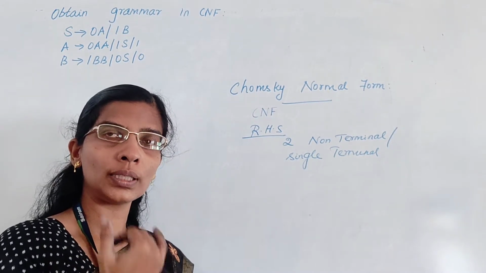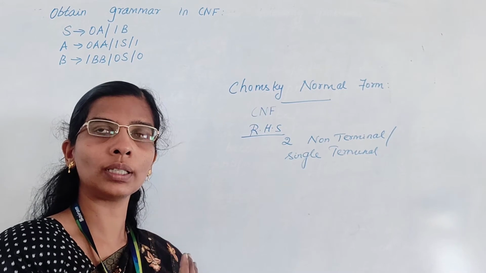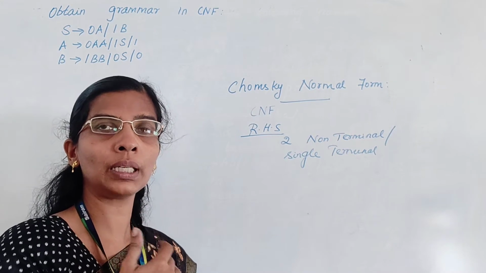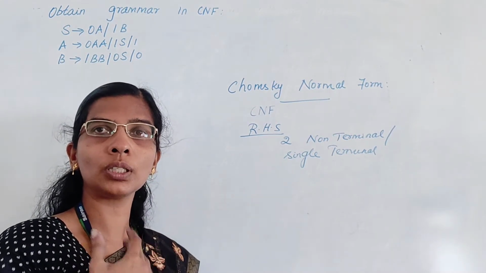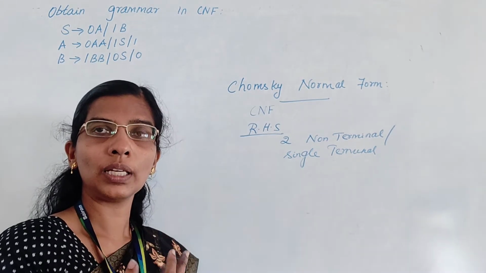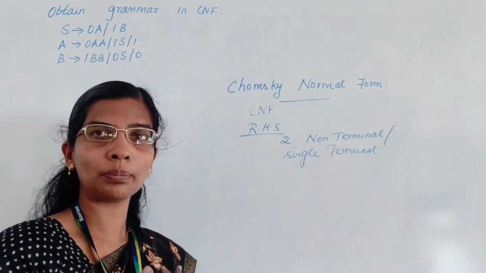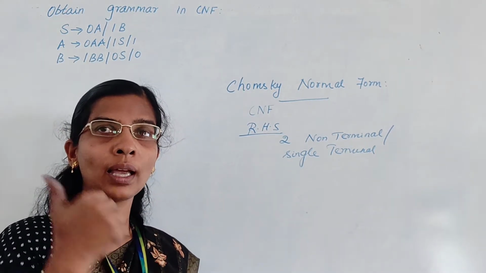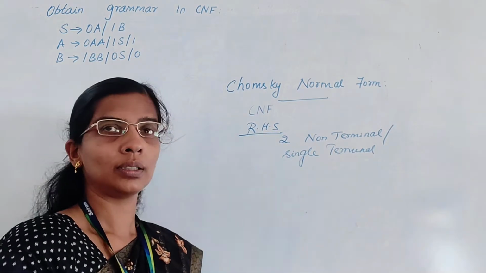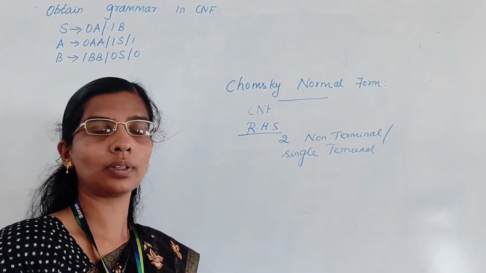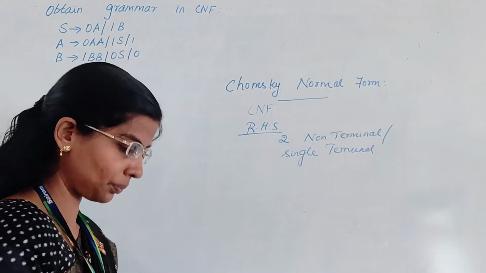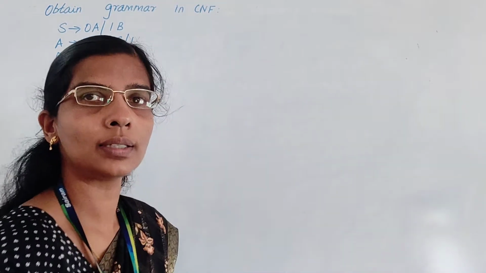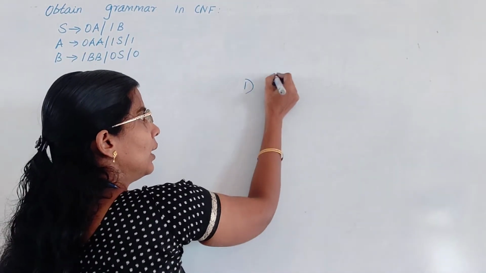Before checking whether the RHS has two non-terminals or a single terminal, you have to do some preliminary steps. If there is any left recursion, you have to eliminate it. If there is any epsilon production, you have to eliminate epsilon production. Unit productions you have to eliminate. Then you have to eliminate useless symbols. And at last, the fifth step is putting the grammar in CNF. So, what are the steps? First, you have to eliminate left recursion.